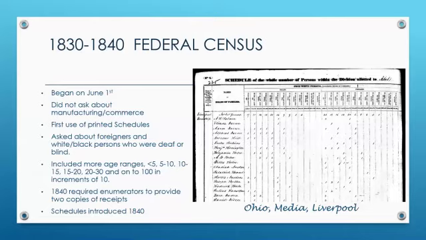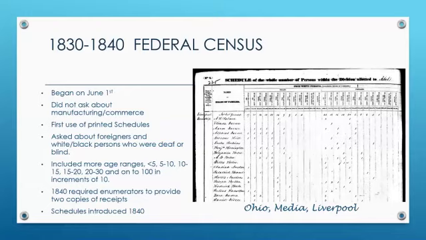They included more detailed age ranges, and then the 1840 census required enumerators to provide 2 copies. So this is what I'm talking about when the U.S. Marshals said to the guy down the bar, hey, copy this for me and we can send it in. Schedules were introduced in 1840.